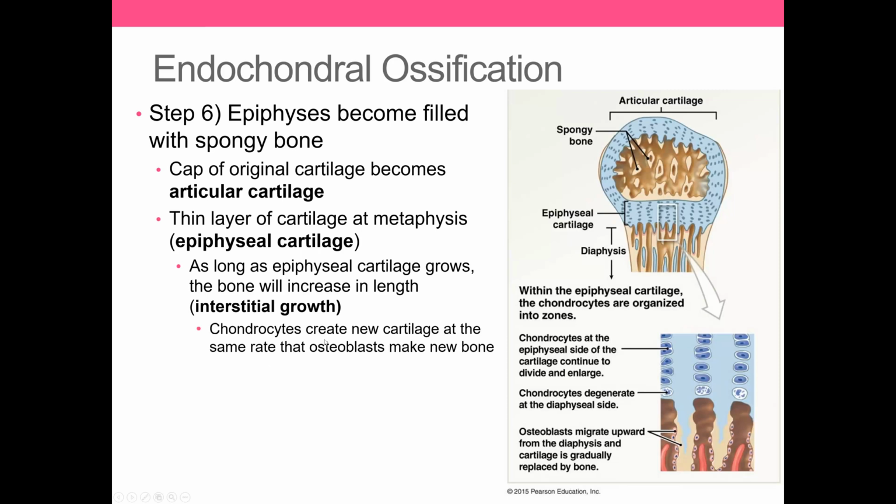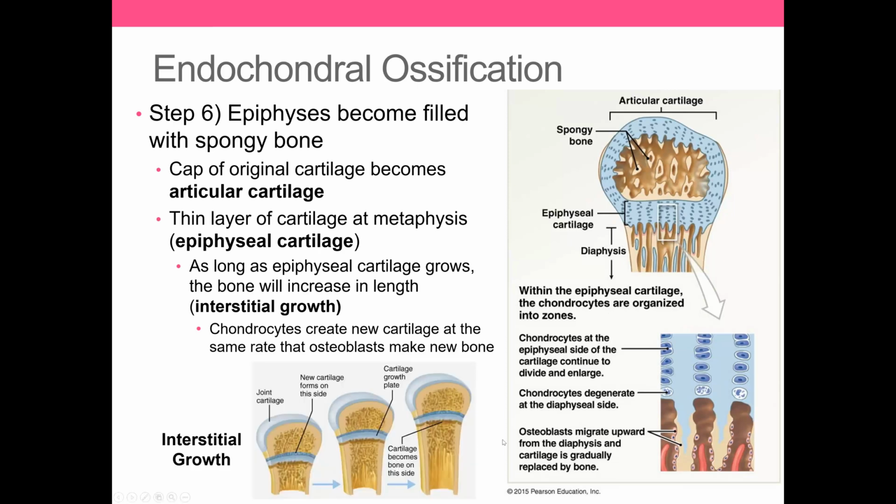So basically, the chondrocytes are creating new cartilage at the same rate that the osteoblasts are making new bone. So this little piece of cartilage sandwiched between the epiphysis and the diaphysis doesn't go away, right? And as long as it's still there, the bone can increase in length. So here's a picture that will hopefully help you see this a little bit better.